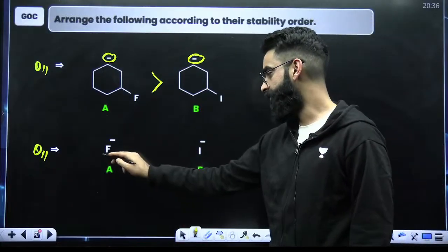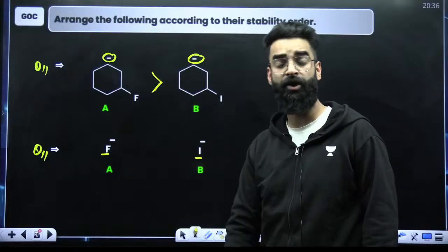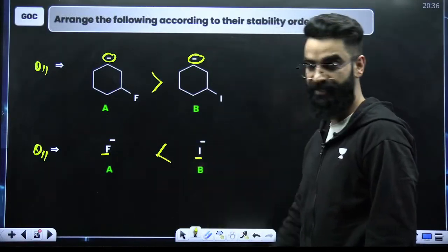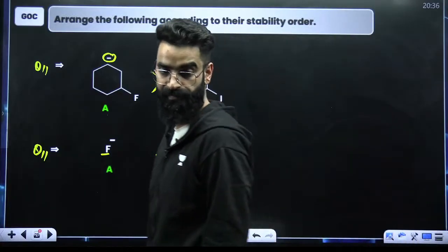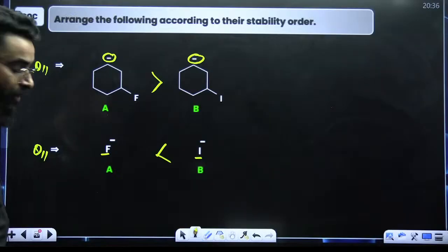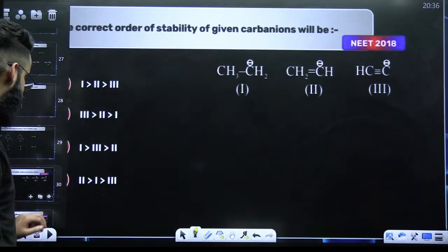F negative, I negative. Which one is more stable? See, fluorine and iodine, they belong to the same group. In the group, VCD plays a role. More the size, lesser the VCD, more the stability. So this is the stability order here. Yeah? I hope you are remembering all this stuff, people.